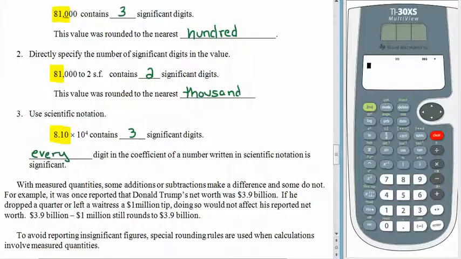Okay, so how do we do arithmetic with measured quantities? You'd think we'd do it the same way that we have been doing it, but the truth of the matter is we've been doing it without paying attention to the details until now. When you have a measured quantity, there's always some error, and adding or subtracting to it sometimes makes a difference and sometimes doesn't. So imagine, for example, that we're talking about Donald Trump. At one time, somebody reported his net worth as being $3.9 billion.